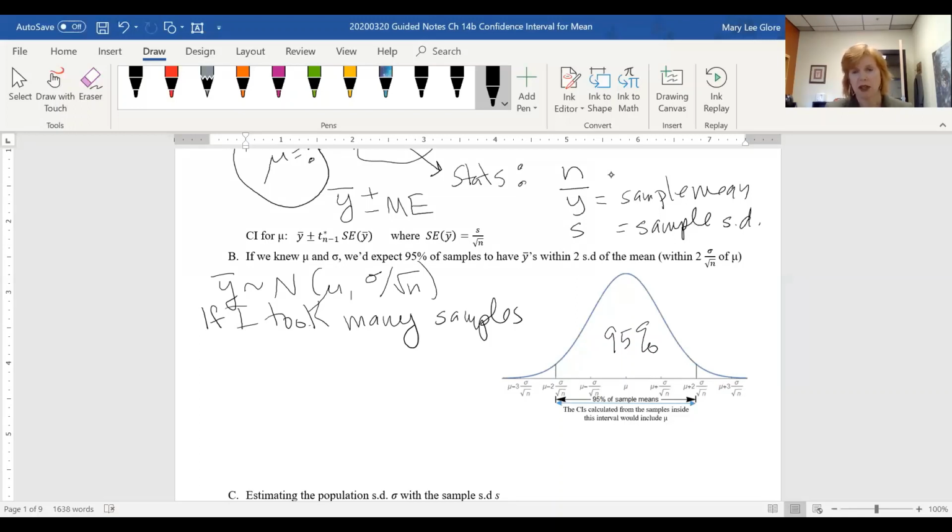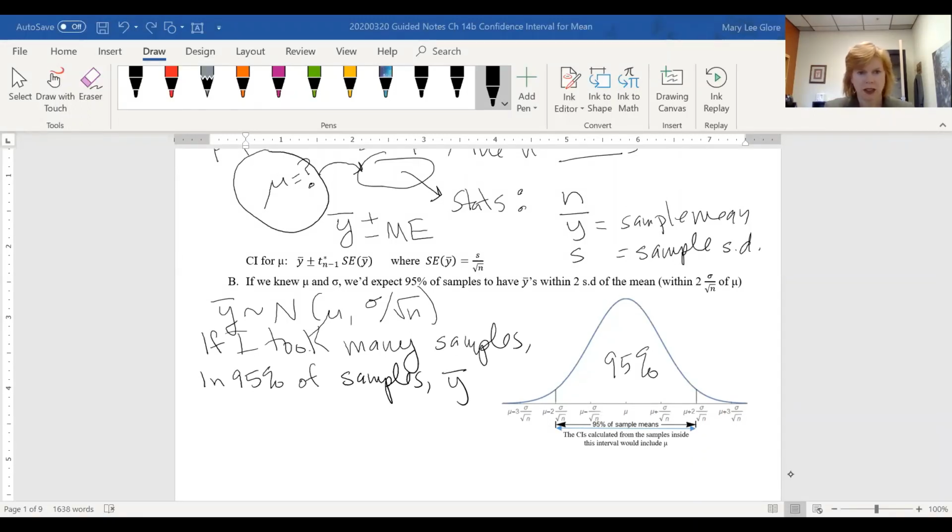And then 5% of the time, my Y bar would be bigger than this, out here, or out there. So basically, in 95% of samples, Y bar is in the interval mu minus 2 standard deviations, which is sigma over the square root of n, and mu plus 2 standard deviations.